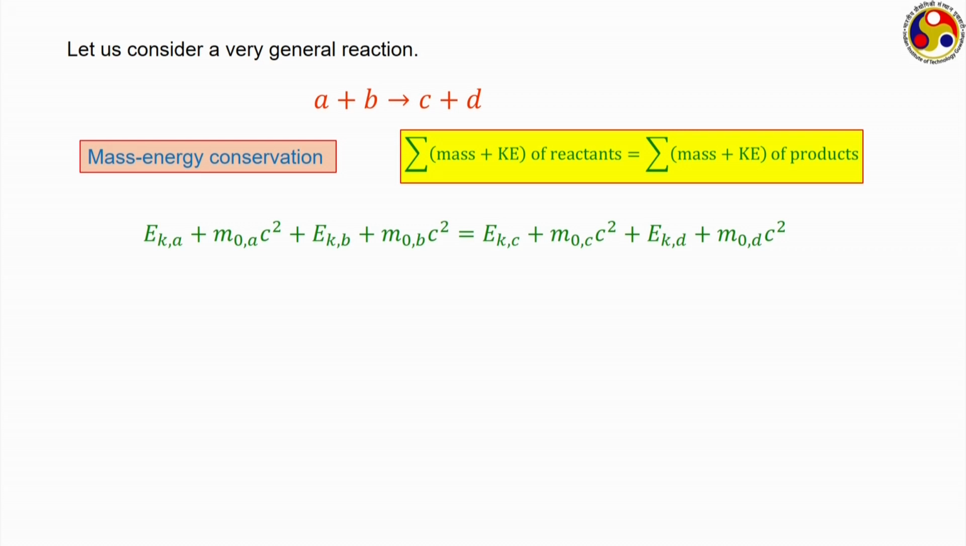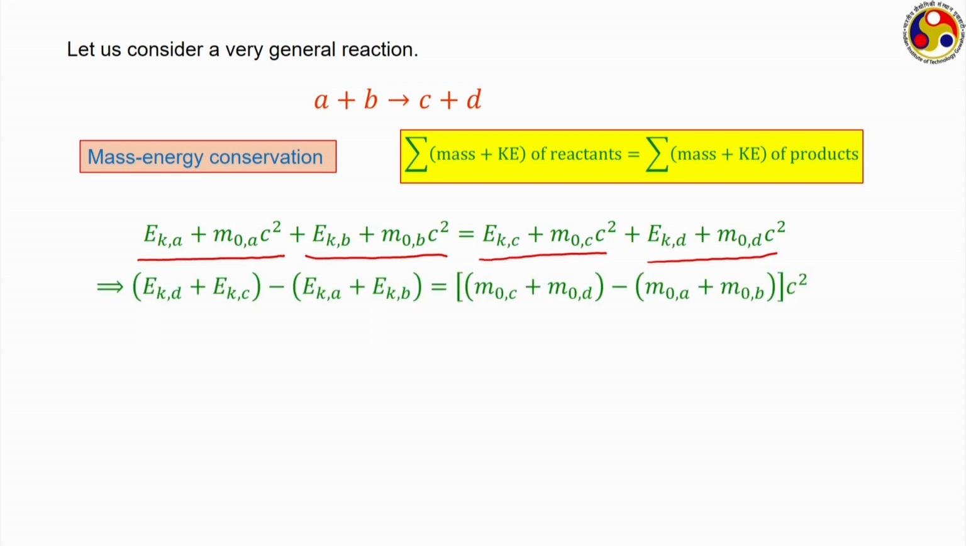Writing in terms of energy unit, we have the kinetic energy of A plus the rest energy of A. This is the total energy contribution from A. Similarly, this is the total energy contribution from B, kinetic energy plus rest energy. That should be equal to total energy contribution from C and total energy associated with D. If we rearrange the terms, then we can take all the kinetic energy terms on the left hand side and rest energy related terms on the right hand side, and then we get Q, which represents the difference between kinetic energy of the products and kinetic energy of the reactants.